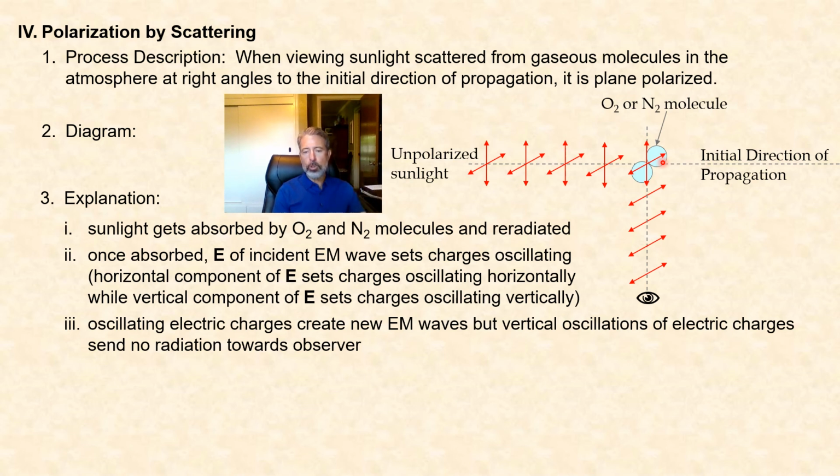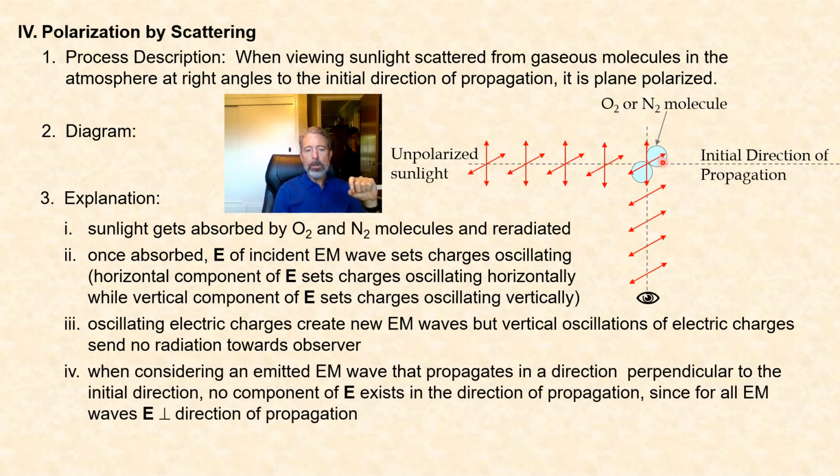Remember, the source of all electromagnetic radiation is accelerating charged particles. So when these charged particles in these gaseous molecules in the atmosphere start oscillating back and forth, they create new electromagnetic waves. When we consider what we know about electromagnetic radiation, when an electromagnetic wave propagates in a direction, there can be no component of the electric field that exists in the direction of propagation, since for all electromagnetic waves, the electric field must be perpendicular to both the magnetic field and to the direction of propagation.